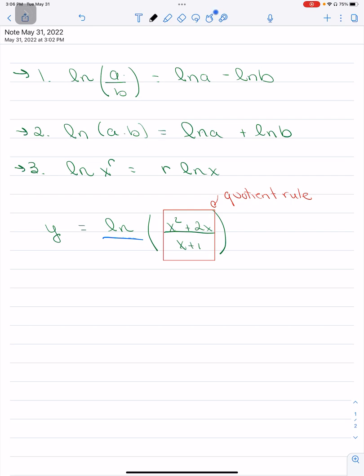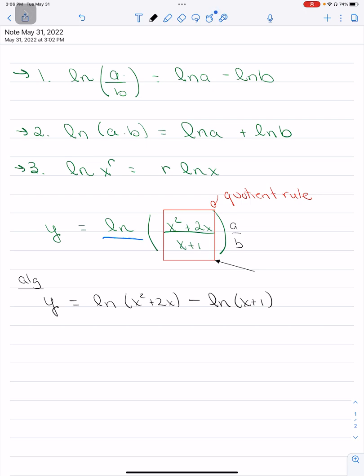So I could rewrite this by using the properties of logarithms. So it's y equals. Notice that in here, I'm actually taking the natural log of a quotient. So that's like a over b. So I can rewrite that as the natural log of x squared plus 2x, and then that'll be minus the natural log of x plus 1. All I've done here is an algebra step where I've utilized those properties above, and in particular in this case I've used property 1.